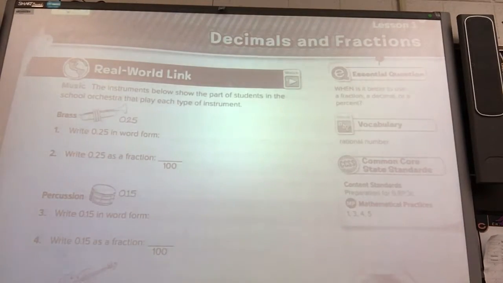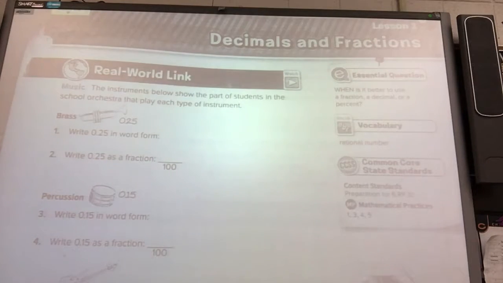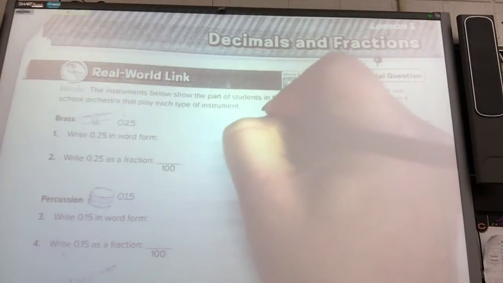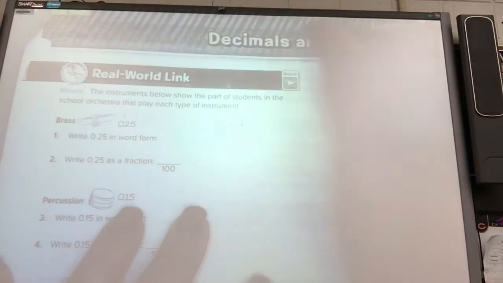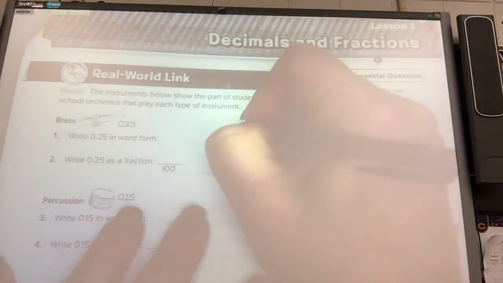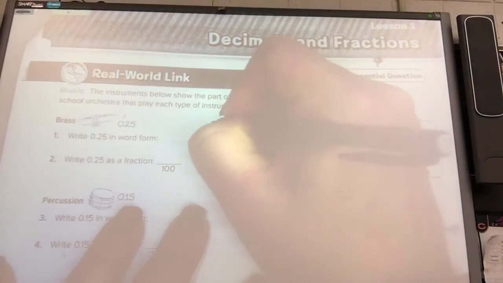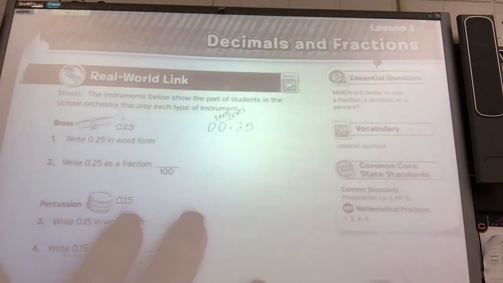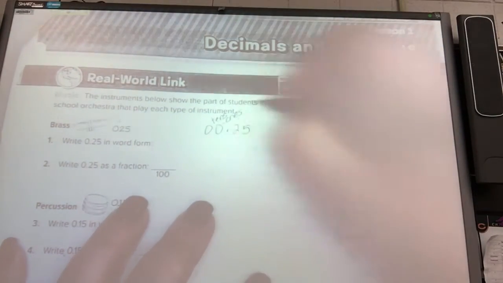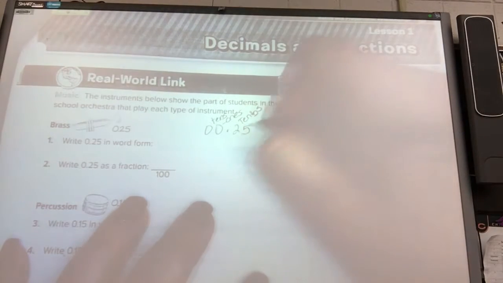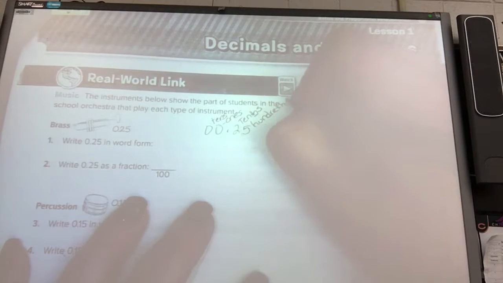All right, so we are talking about instruments that students play in the orchestra. And we're looking at brass players. And brass players are 0.25 of the band. So first we need to think about our place value, okay? When we look at 0.25, we don't have a one spot, okay? So over here we have ones, right? And then we have tens, okay? Well, when we go on this side of the decimal, we don't have a one. We go automatically to tenths, and then we go to hundredths with a TH on the end, hundredths.